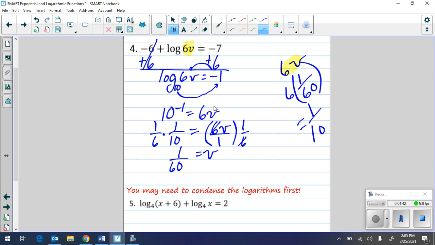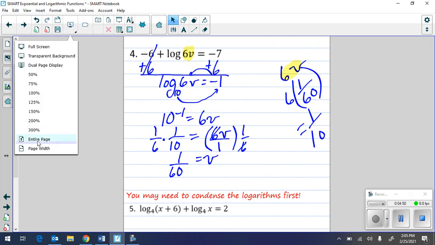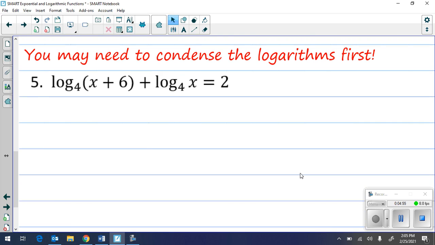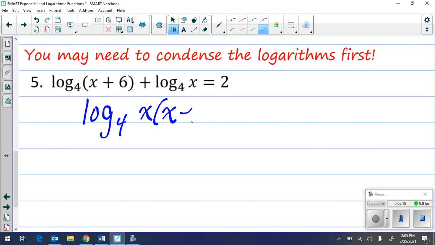Okay, last example. This will be a short video for a change. Sometimes you're going to need to condense the logarithms first. So taking a look at example 5 here, I'm not able to do anything as is. I can't rewrite this as an exponential. I can't just drop the logs because I don't have it on both sides. But what I can do is use my product property here to do x times x plus 6. That's my product property since it was addition.